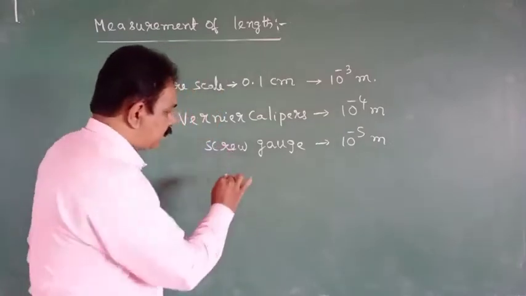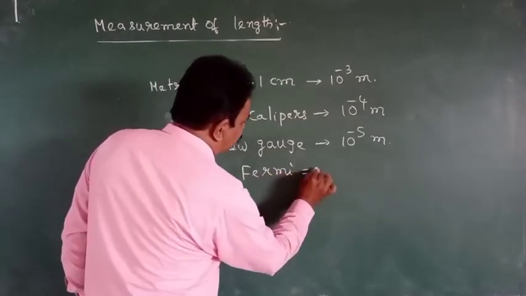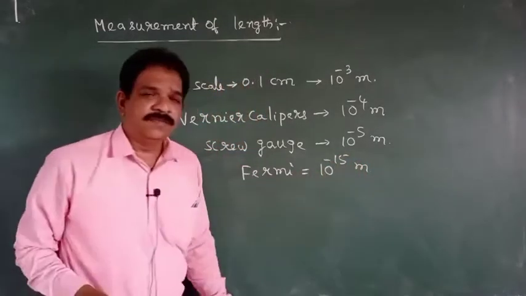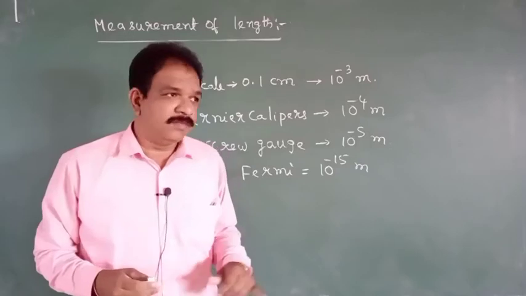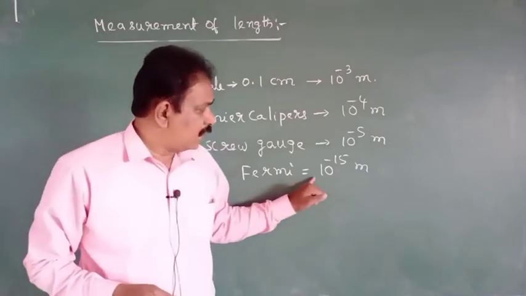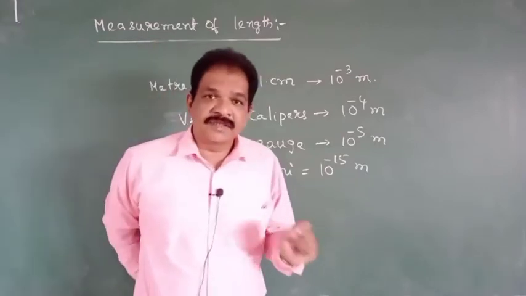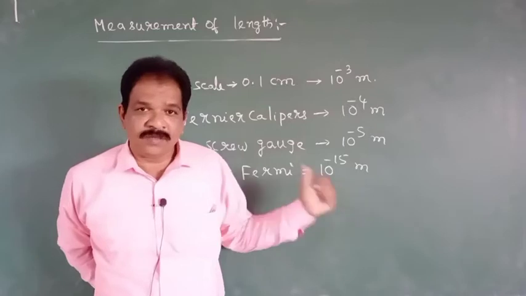Now, what is the smallest unit of length? That value is the Fermi, 10 power minus 15 meter. 10 power minus 15 meter is called Fermi. This is the smallest unit of length. To measure the radius of the nucleus, we use this unit, Fermi.